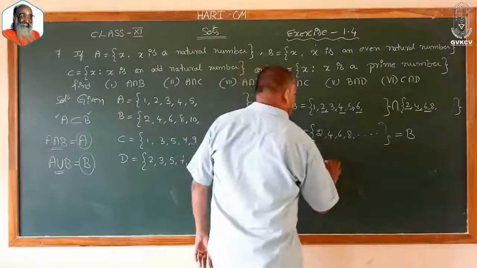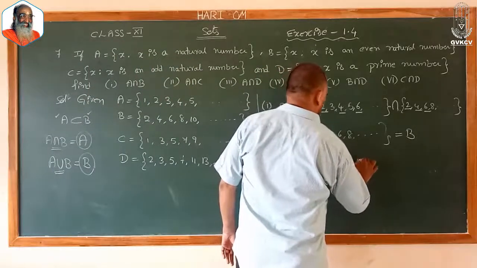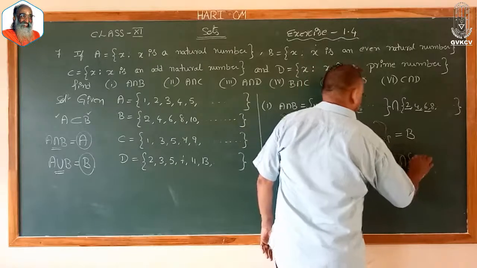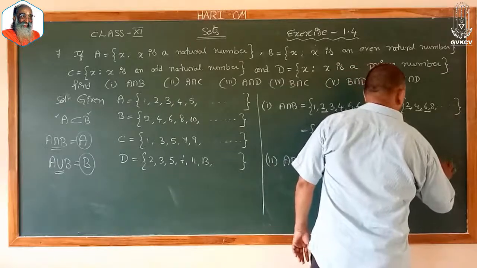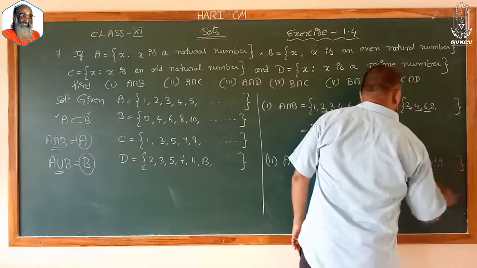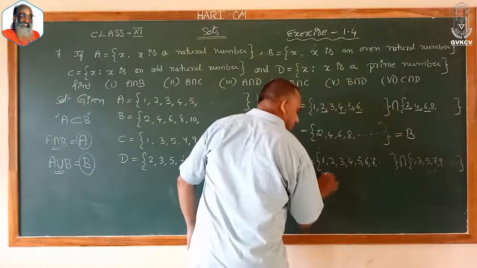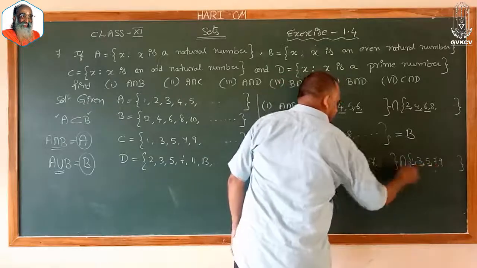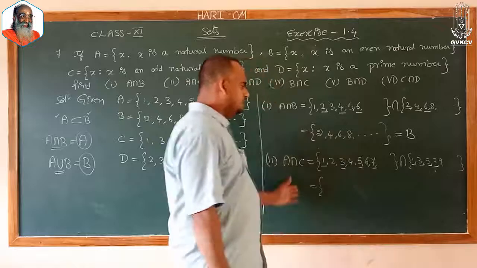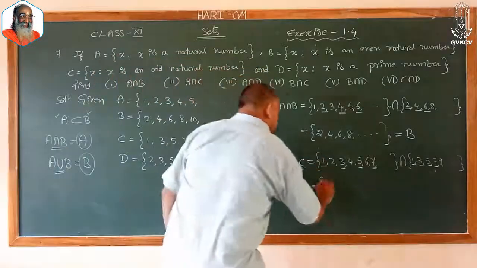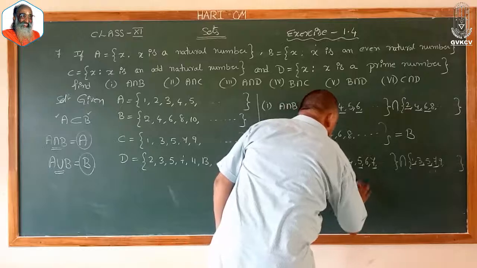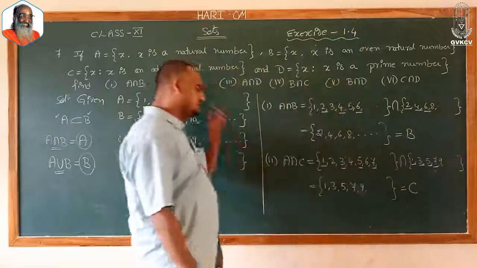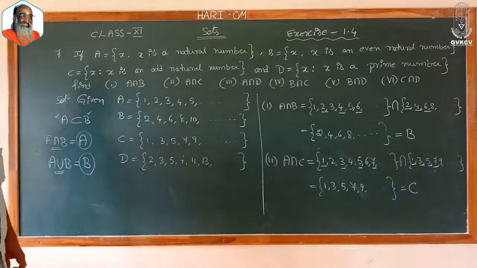So here the set A is nothing but 1, 2, 3, 4, 5, 6, 7 and so on, intersection 1, 3, 5, 7, 9 and so on. When we collect the common elements from these, I have 1, 3, 3, 5, 5, 7, 7. So like that we are getting the common elements. Now what are the common elements? 1, 3, 5, 7, 9 and so on, which is nothing but set C. That is our answer.